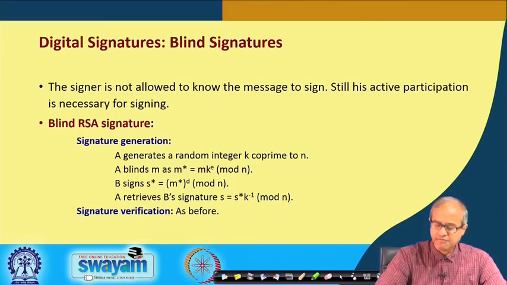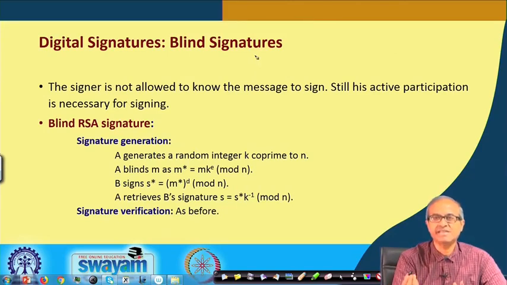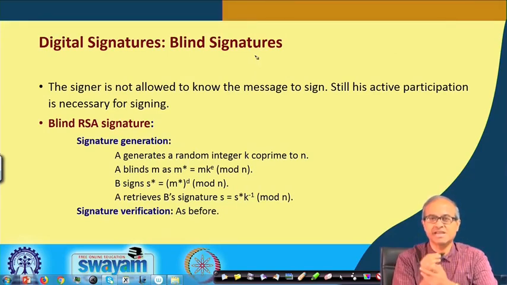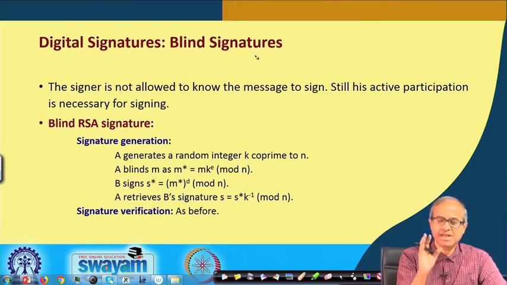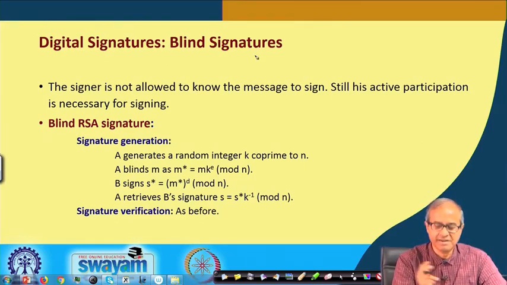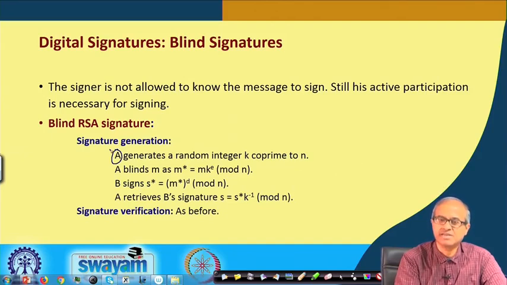There is another kind of digital signature called blind signature. Here the idea is that the person who is signing is not allowed to see the message. Normally, in the earlier methods, the message is given to the person signing, who just applies some transformation directly on the message. But in blind signature, the idea is that the sender, suppose A is the sender, A is the person who is trying to send the message.